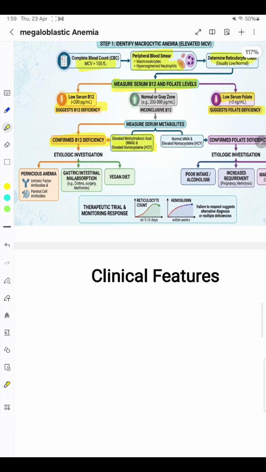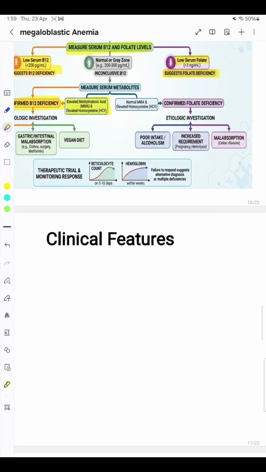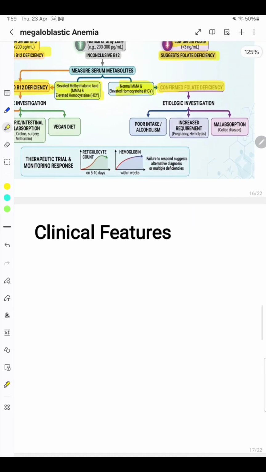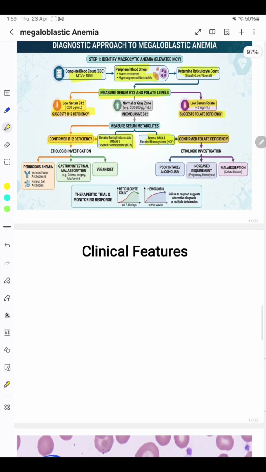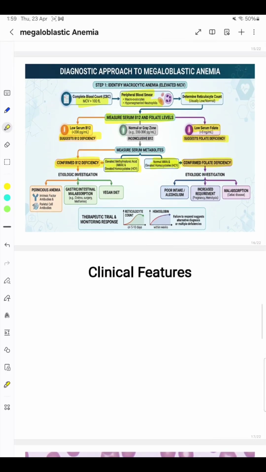Then we further identify the cause and address the cause for the treatment. If the MMA or homocysteine is normal, then this suggests folate deficiency. So this is all about vitamin B12 and folate deficiency anemia, megaloblastic anemia. Thank you.